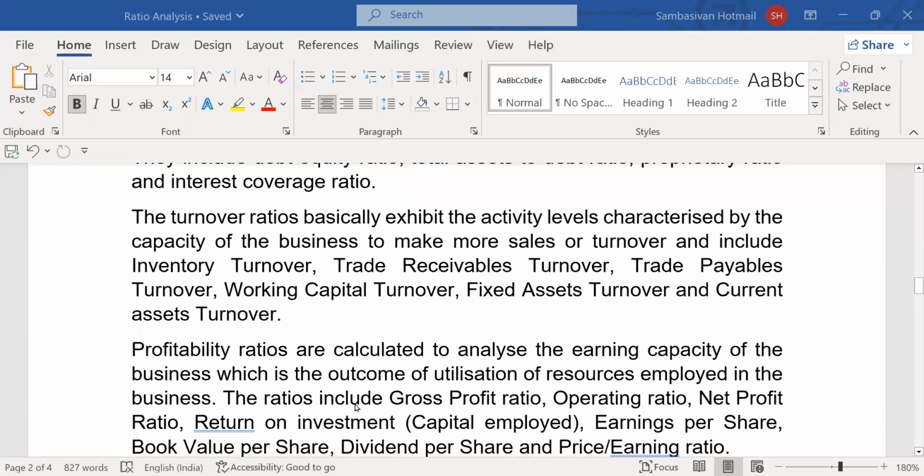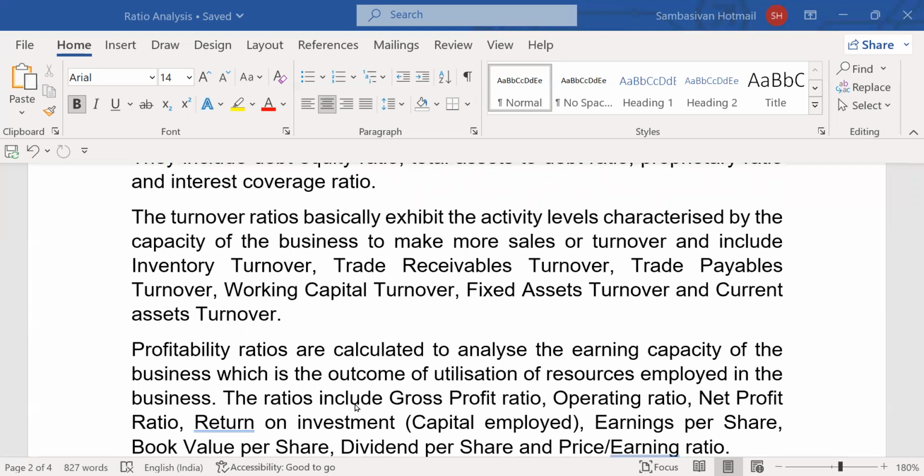The turnover ratio basically exhibits the activity level characterized by the capacity of the business to make more sales or turnover, and includes inventory turnover, trade receivable turnover, trade payable turnover, working capital turnover, fixed asset turnover, and current asset turnover.